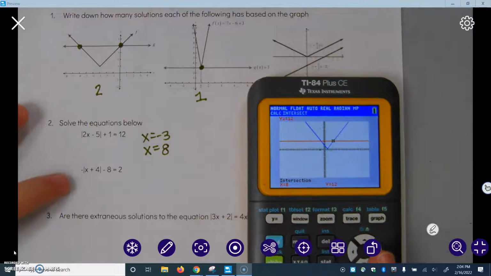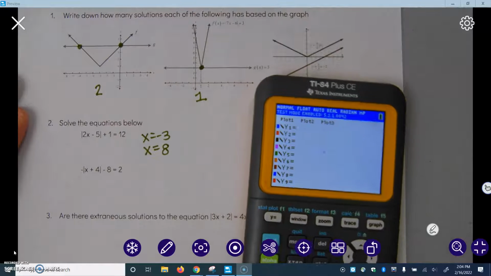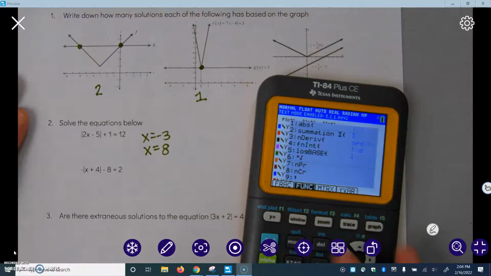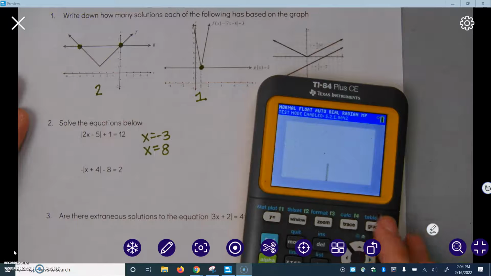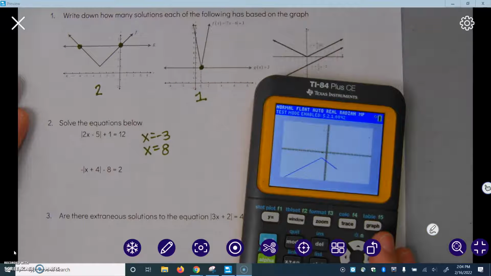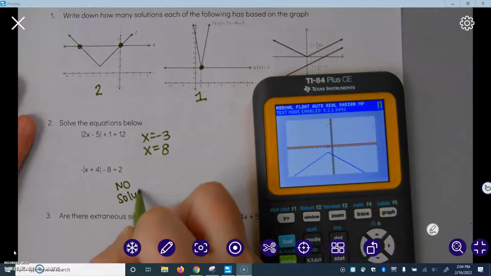All right, go ahead and do the next one. All right, negative, and then x plus 4 inside the bars, and then minus 8. And y2, I'm putting just 2. And they do not cross, so this one has no solution.